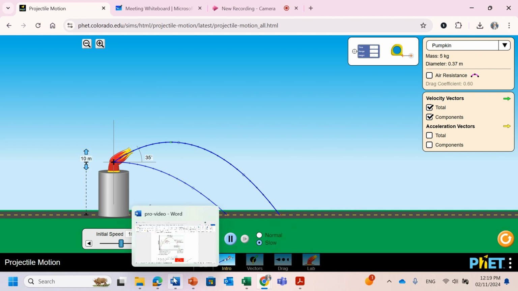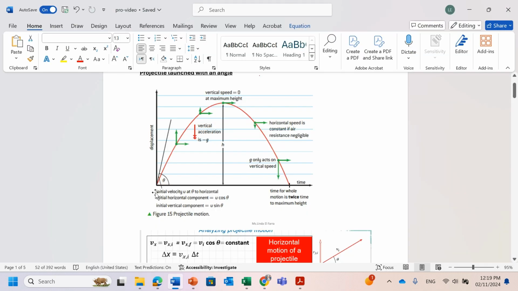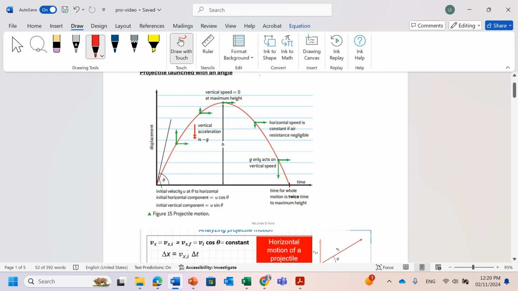So when we deal with a projectile launched with an angle, we start with V initial, and V initial has two components. So this is the projectile V initial. It has V initial in x direction and V initial in y direction. V initial in y direction will be upward, and this vector keeps decreasing its value till it reaches zero. So at the maximum height, Vy is zero, which is delta y maximum.